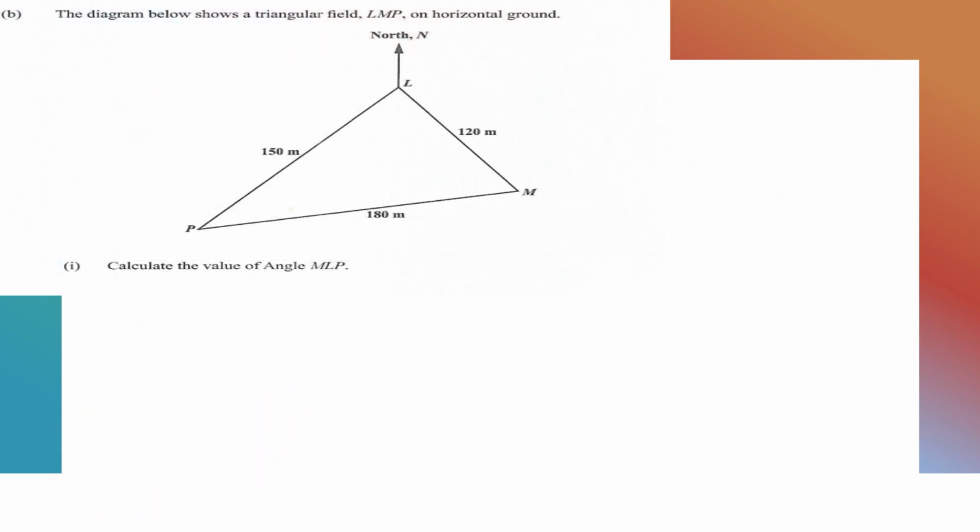So here we have part B of the question, and it states the diagram below shows a triangular field LMP on the horizontal ground. Calculate the value of angle MLP. So that means they're asking you to find the size of this angle here. Notice on the opposite side is the length 180 meters. And in this triangle, the length of each side is given. So for sure that means we're going to be using the cosine rule.